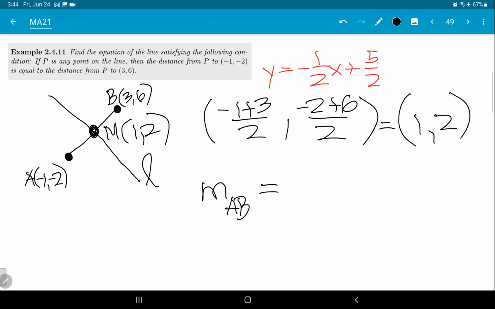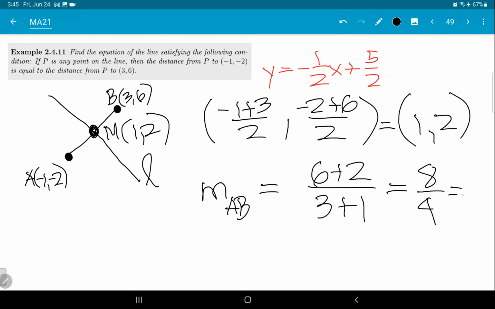So slope formula, change in y over change in x. Okay, 6 minus -2, 3 minus -1. Ano yan? 8/4. Sakto, no? Negative reciprocal. So therefore, the slope of the perpendicular is -1/2. Kailangan na lang nating ma-verify to, no?